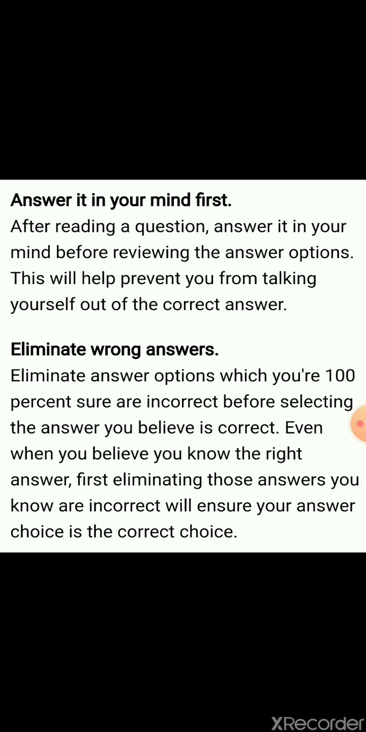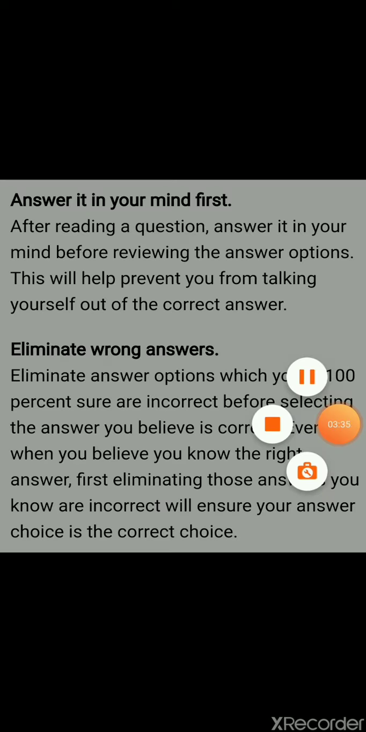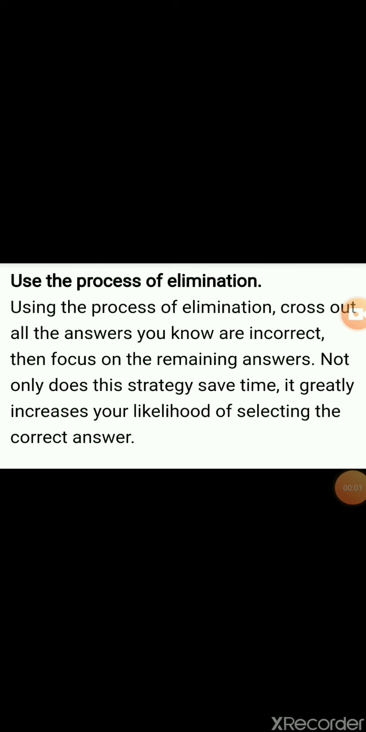So, selecting the answer you believe is correct, even when you believe you know the right answer, first eliminating those answers you know are incorrect will ensure your answer choice is the correct choice. So the second step is separation of the extra material which is not required while making the correct choice. I'm telling you, you need to separate the wrong answers. Now, how to do that process of elimination?